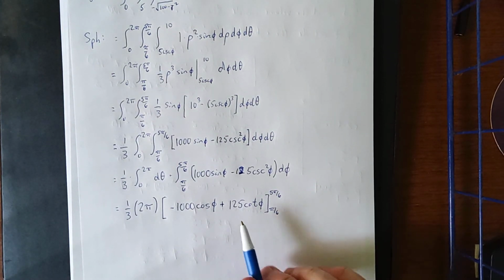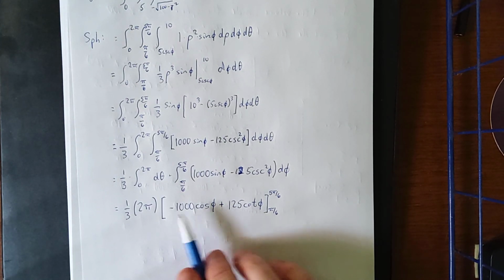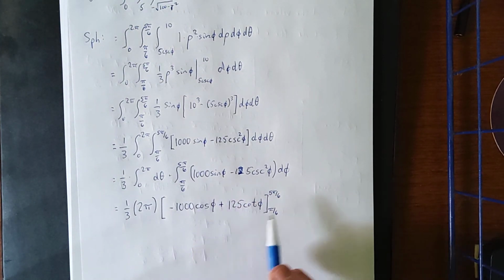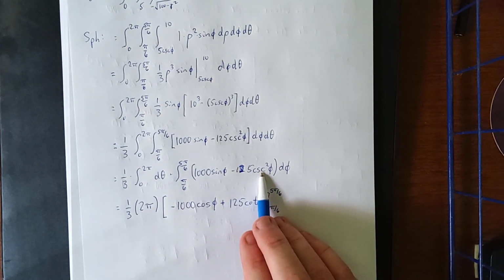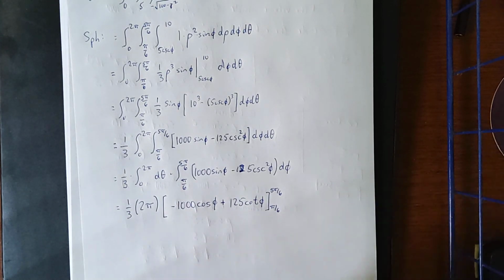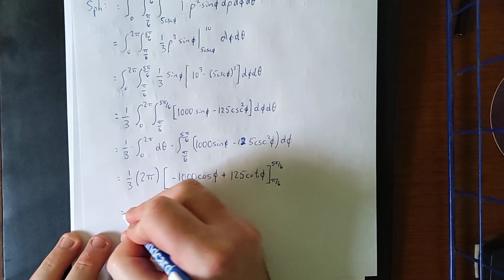I also want to make sure that this is right, so I'm going to differentiate this. Differentiating cosine gives negative sine, so that'll turn the negative positive. We're good there. Derivative of cotangent is negative cosecant squared, so negative cosecant squared. All right, feeling good about that. Let's plug in these bounds, see what happens.